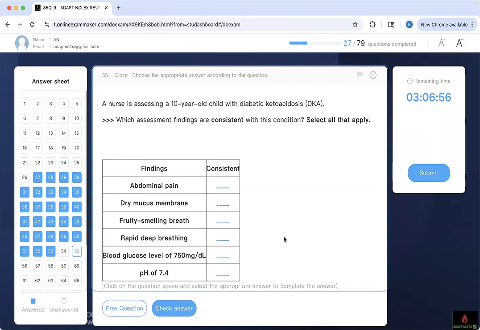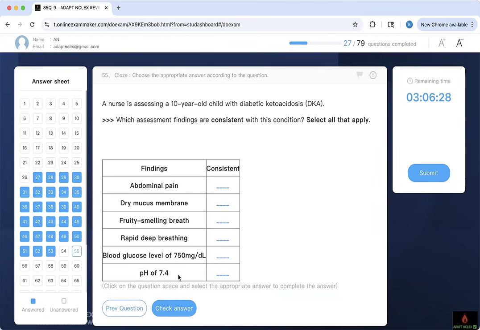And next, the nurse is assessing a 10-year-old child with DKA. Which assessment findings are consistent with this condition? Select or apply. This is an NGN type of question. Like I said, physiological adaptation. How do you know this is DKA? The kid is going to have abdominal pain, dry mucous membranes, fruity-smelling breath, rapid deep breathing, and a blood glucose of 750 and pH of that.